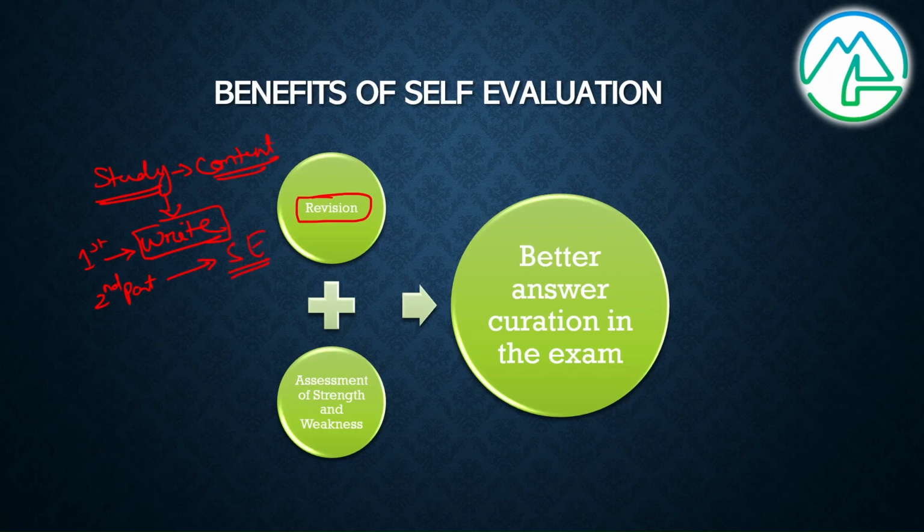So if you're self-evaluating your answer, that forms your second part of revision, which is, unknowingly, you are actually revising your content again and again, which eventually what will happen? This revision will make you aware of your strengths and weaknesses based on which you can play in the actual mains exam. And if you combine these two parameters, that is the revision parameter and knowing your actual strengths and weaknesses, you will be able to curate better answers in the actual exam, right?